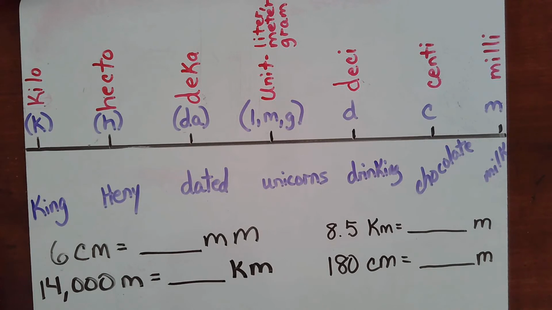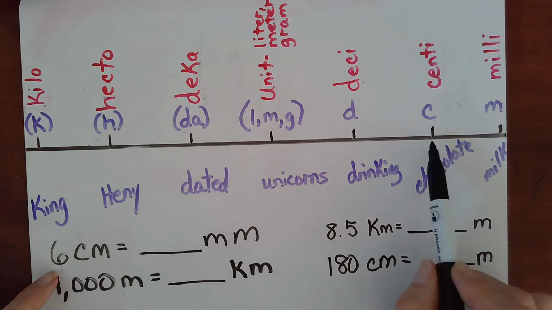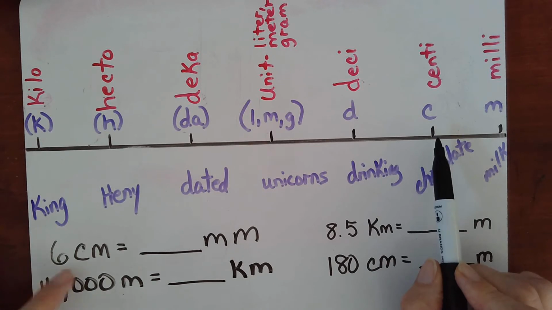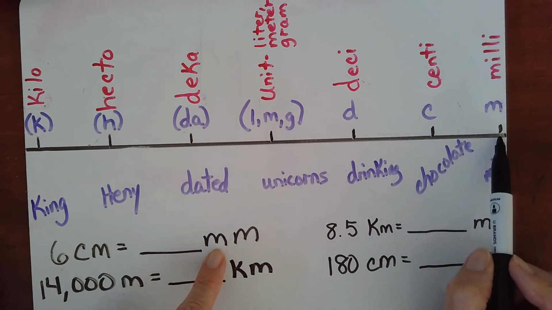Okay, first example is convert 6 centimeters to millimeters. So we know we have 6 centimeters equals how many millimeters? All right, so here's what you do. You find centimeters, the one that you do have, on your metric line, and here it is. And where are you converting to? You're going to millimeters, which is here.